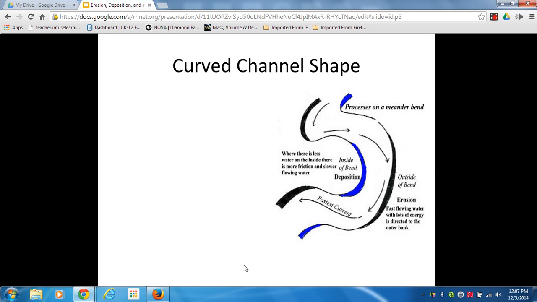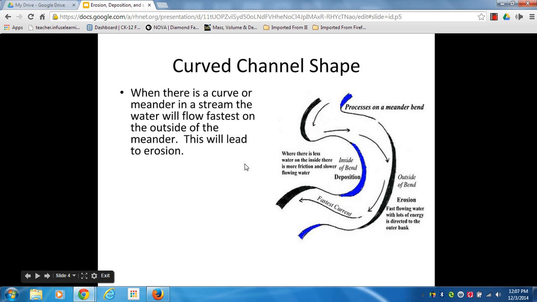So let's talk about the curved channel shape. Now remember, a curve in a river is called a meander or a bend. So when there's a curve or meander in the stream, the water flows fastest on the outside. So here's the outside of the meander, and here is the inside. So we see that water is flowing fastest on the outside. Now when the water comes around the bend, it wants to continue in that direction. So it's flowing very fast, moving in this direction, and it hits the outside of the bend and curves.